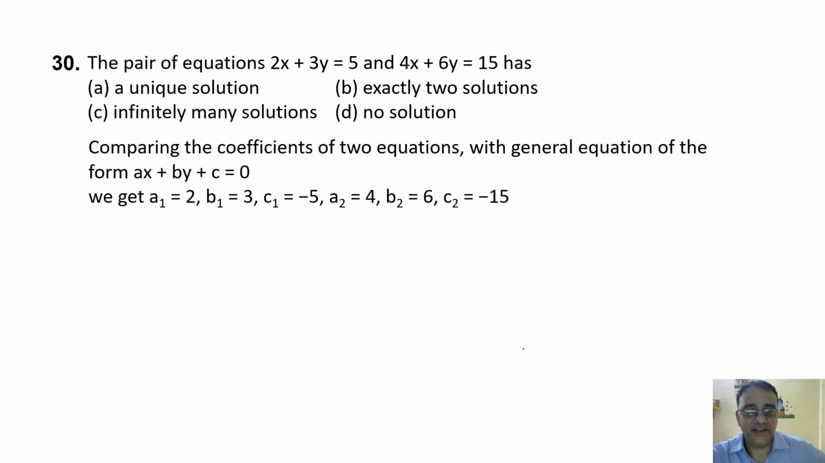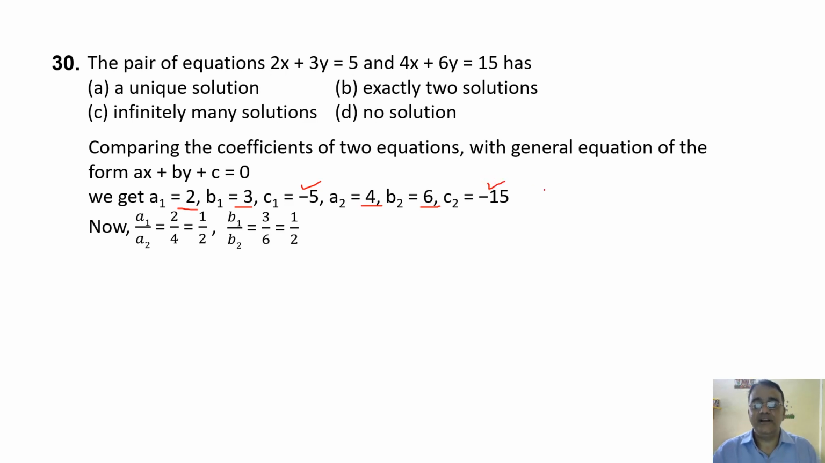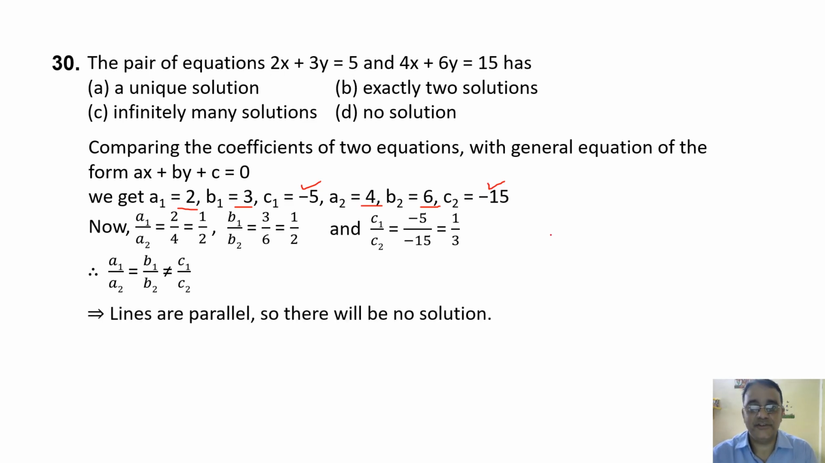So we got this one. Now we are going to find a1 upon a2. So what is a1 upon a2? 2 upon 4, that is 1 by 2. And what is b1 upon b2? 3 upon 6, that is also 1 by 2. And the last one, minus 5 by minus 15, that will be 1 by 3. That means a1 upon a2 is equal to b1 upon b2, but not equal to c1 upon c2. So the lines are parallel and it has no solution, right? So which option is the correct one? Option D, right?